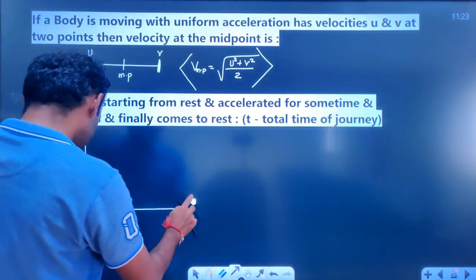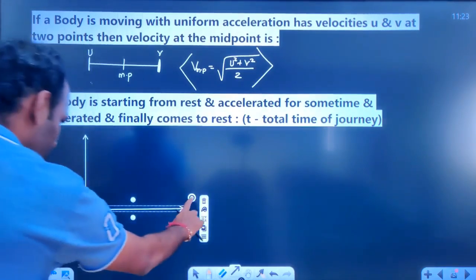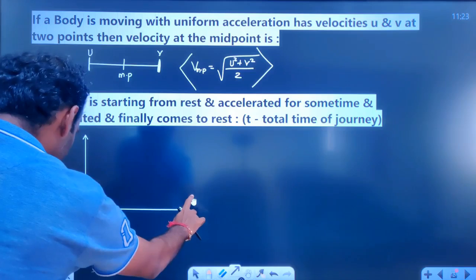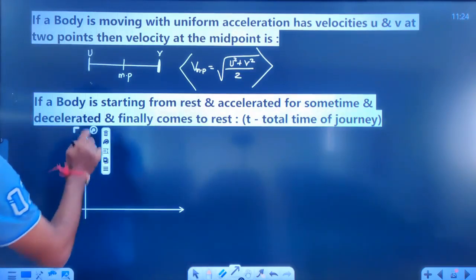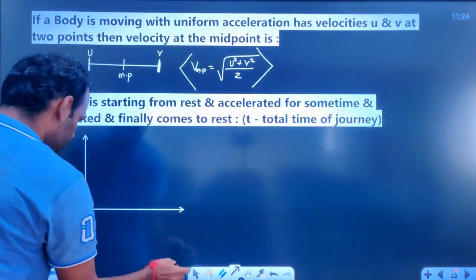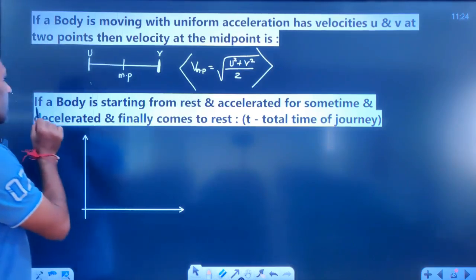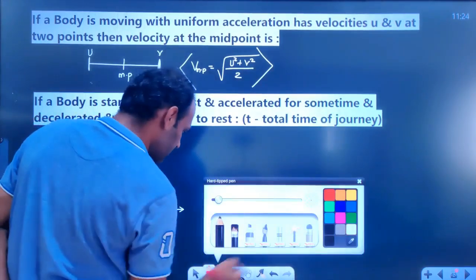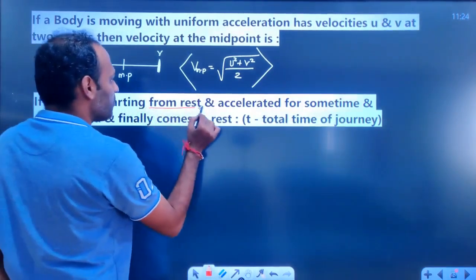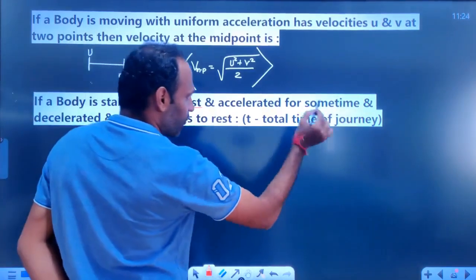See, what they have told is a body travels for a certain instant. First it accelerated, then it decelerated, they say. Correct? So first it has got accelerated. Okay, that's all. See, what they have told, a body is starting from rest. Starting from rest means initial velocity is 0. And accelerated for some time.